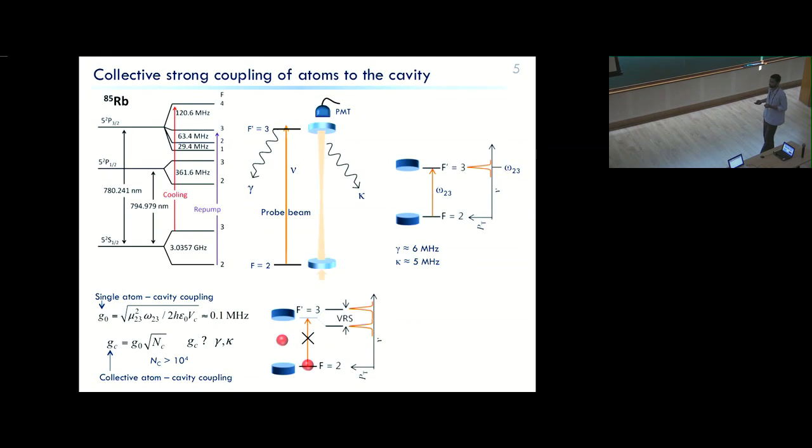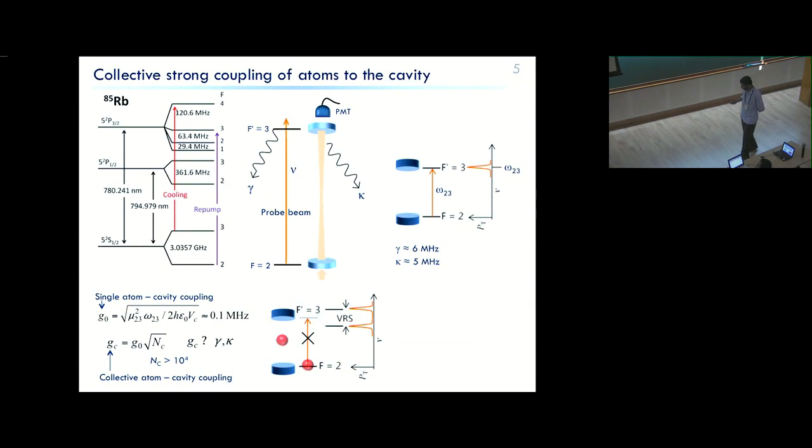But then if you put lots of atoms, this coupling goes up as square root of N. So if you have more than 10 to the power 4 atoms, then you will have G_C, which is much greater than these loss rates, and you will enter the strong coupling regime. And in this case, if you repeat this procedure to scan your probe laser frequency, you will have two transmission peaks, and the separation between these two peaks is basically twice this G_C. So if you can measure this separation, then we will know how many atoms we have in the cavity.